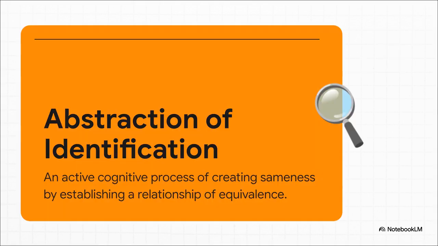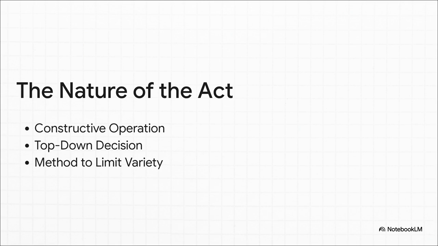And that brings us to the formal definition. It's an active cognitive process of creating sameness. We establish a relationship. And here's the most important part. It's always tied to a purpose. We decide two things are the same because it's useful for whatever we're trying to accomplish. So, let's break that down. First, it's a constructive operation. We are literally building the idea of sameness in our head. Second, it's a top-down decision. Our goal dictates what gets to count as the same. And third, it's a way to handle the insane amount of variety in the world. We draw a circle around a bunch of different things and say, okay, everything in here is the same for now.